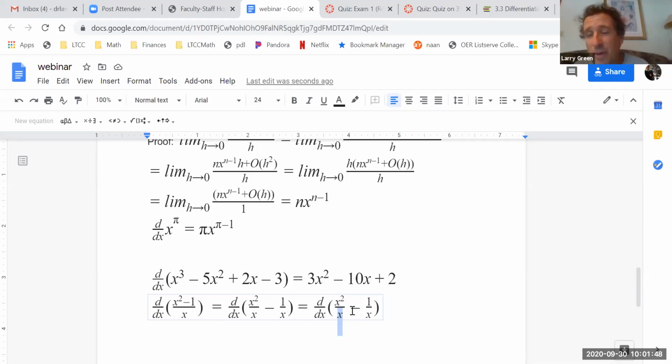It's not called the quotient rule, by the way. We're going to have a quotient rule right after the test, in the second half of 3.3.